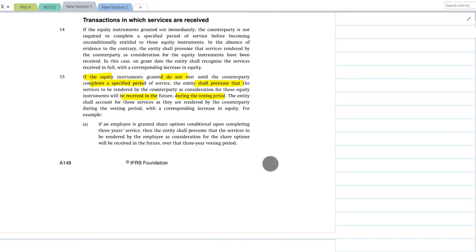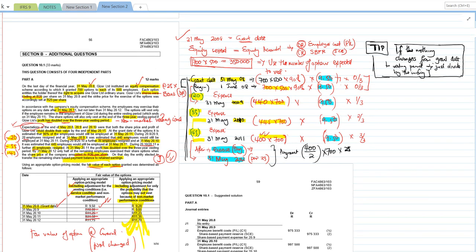So guys, this right here, what we were doing by this 1 over 3, 2 over 3, it's called spreading the fair value over the vesting period. That's what paragraph 15 said.